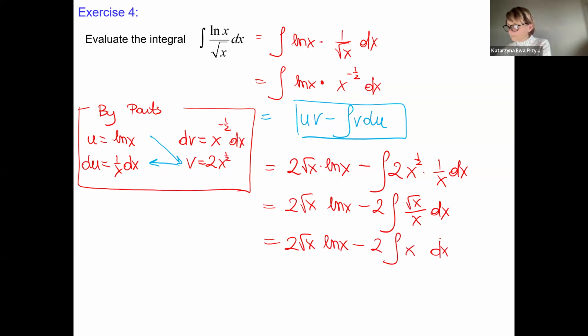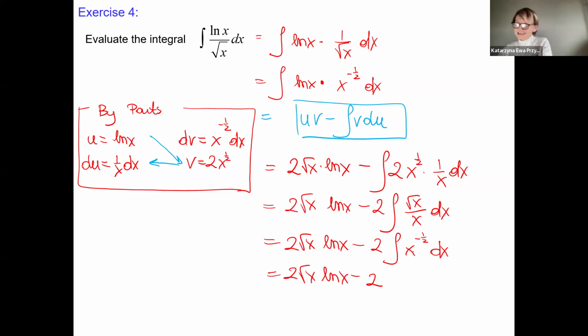It will be x to the power of what number? If we have 1/2 and 1, x to the power of 1/2 divided by x to the power of 1, we will subtract the exponents. 1 minus 1/2 is -1/2. Okay, and let's do the final step because the integral is easy.